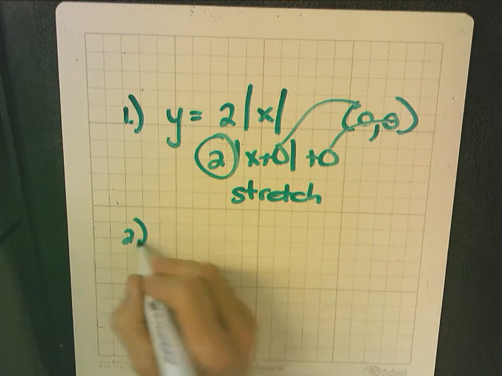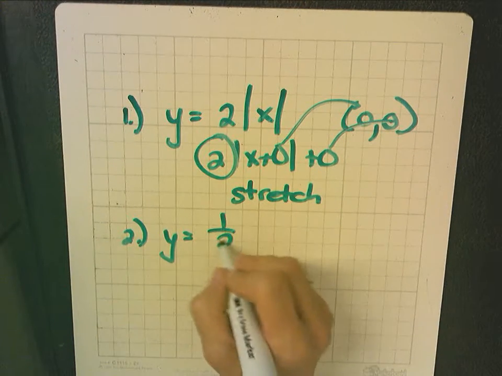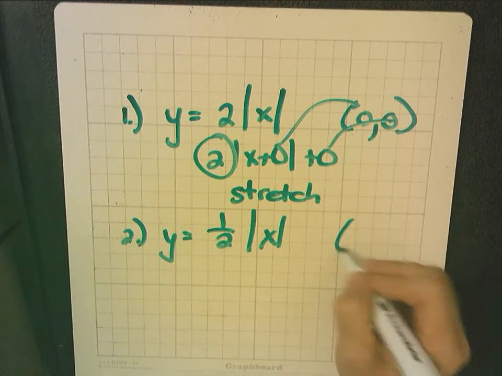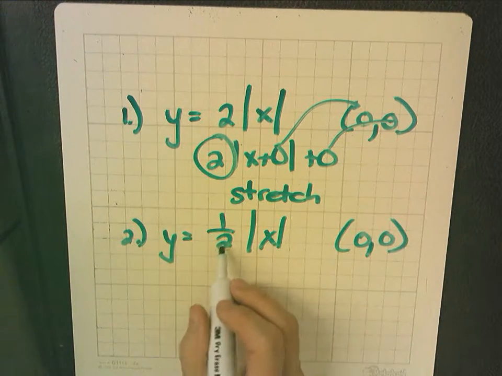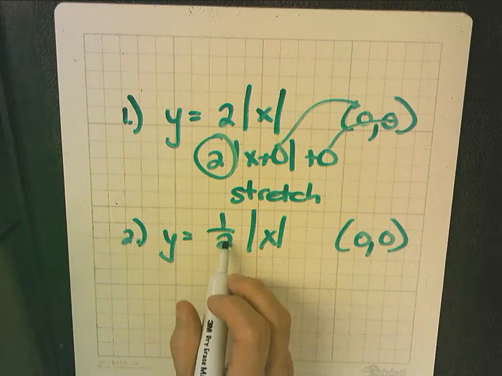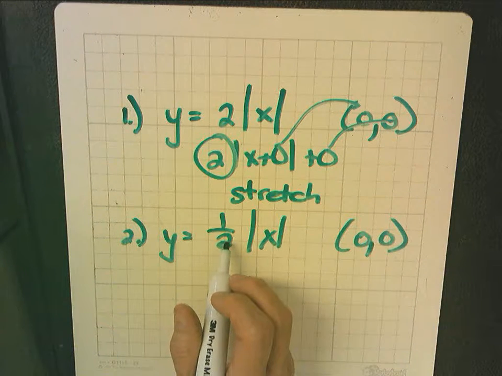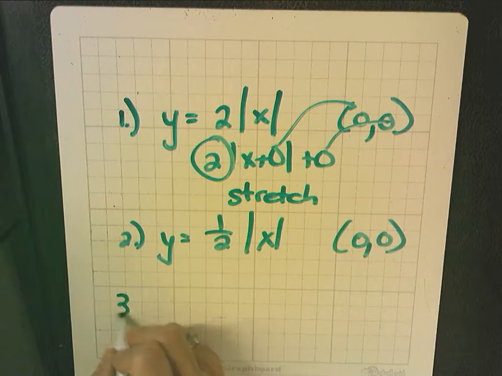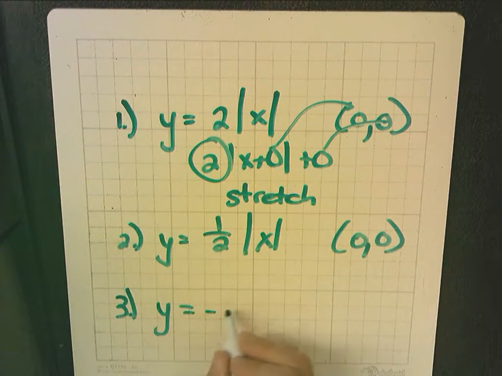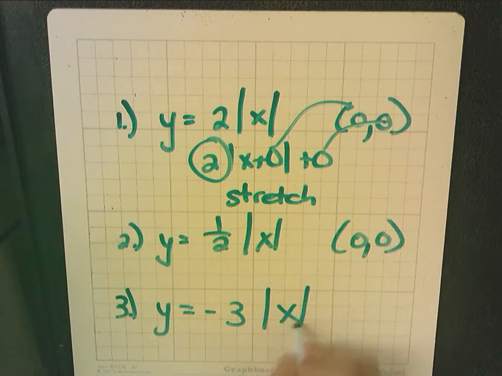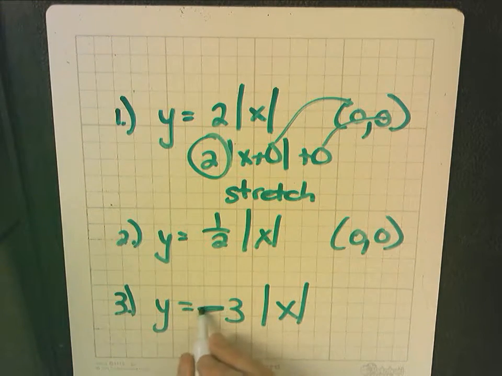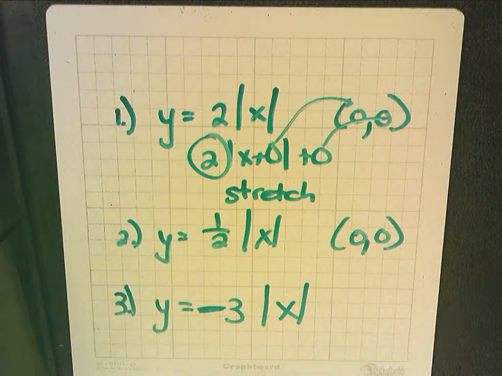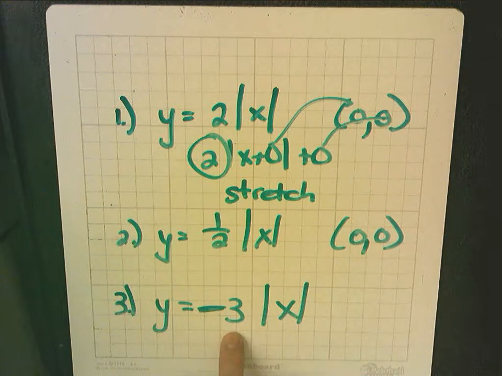In number 2, a is 1/2. So again, the vertex would be (0, 0), but this would be a vertical shrink because the absolute value of a is less than 1. Number 3 would be a reflection because a is negative. This means when I graph it, it's going to be an upside down V, and it's going to be a stretch. These were all from page 29.